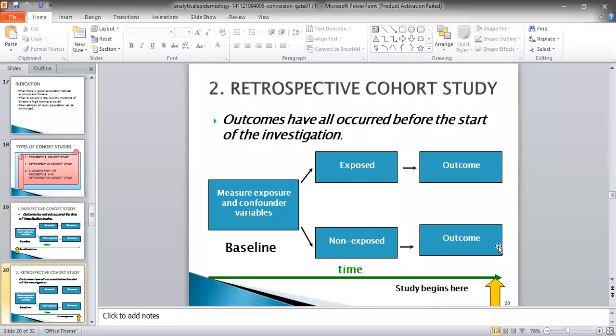Retrospective cohort study will be, as the name indicates, we will have, sorry, the outcome of the disease before the start of the investigation. So now in this scenario, the study will start from the outcome of the disease. Okay, and we will go back to the risk factors. Okay, that disease is associated with this risk factor or not. So the study will start from the outcome and then we will go back to the risk factors.